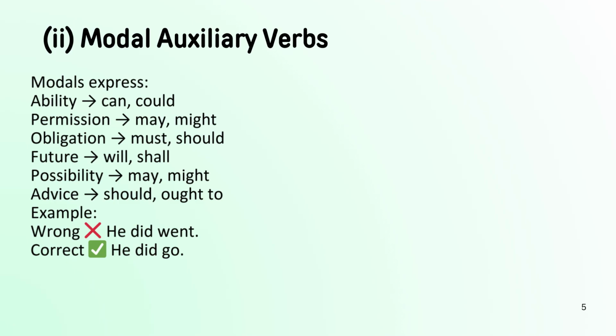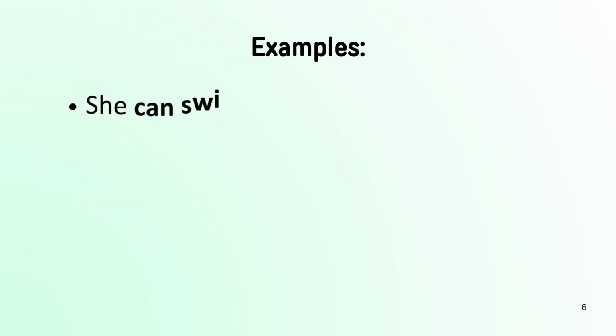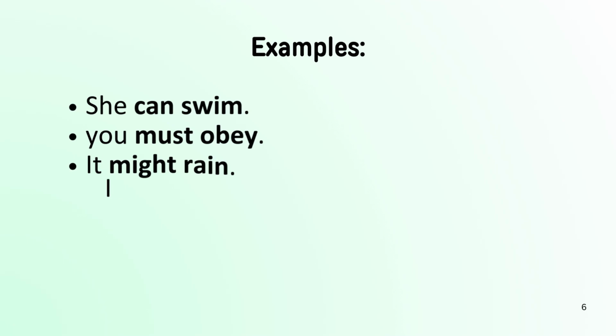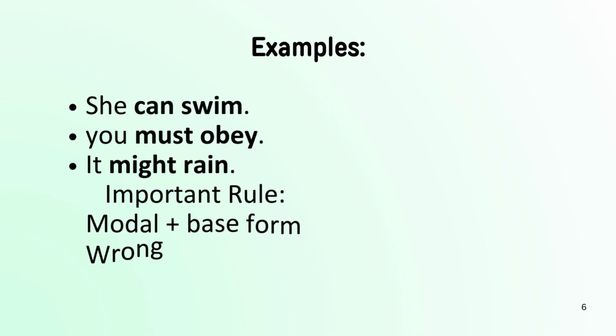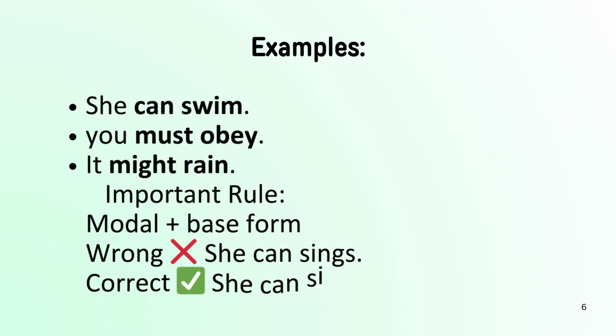So here are the examples. If I say he did went, it's wrong, but the correct form is he did go. Now we have some examples you can play around with. She can swim, to express ability. She must obey. It might rain. These are important rules that must be obeyed for modal auxiliary verbs.